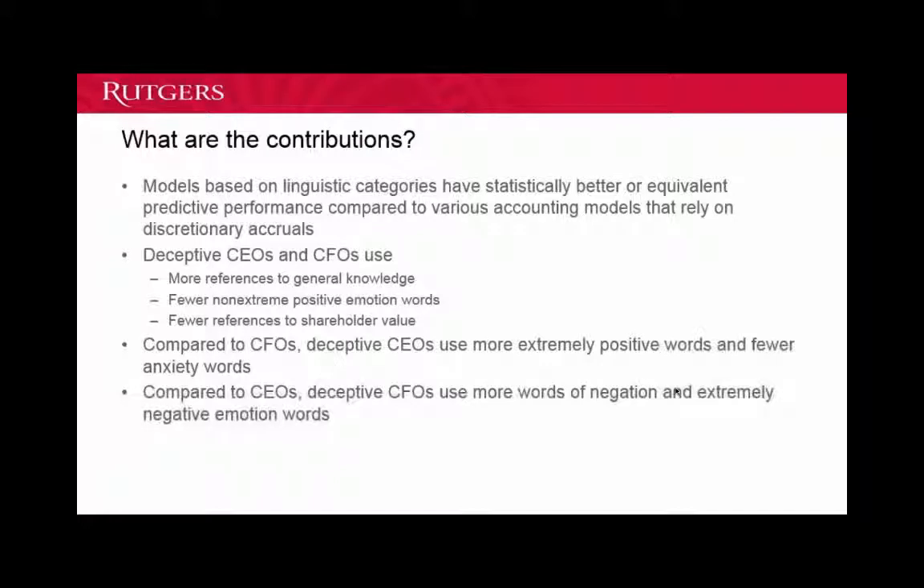Okay, so in other words, they find linguistic differences between CEOs and CFOs, and they feel like this is useful information for improving on these accounting models that already exist to predict performance.